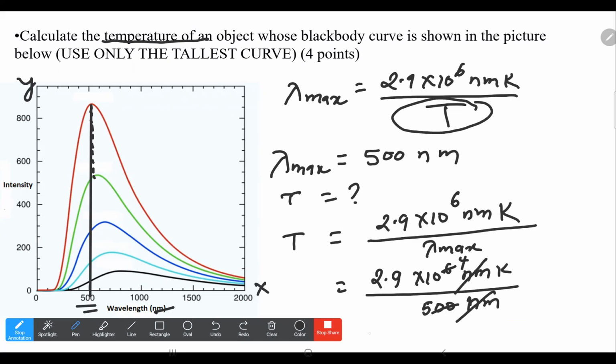If you calculate this using a calculator, that will be 0.58 into 10 to the power 8. This is in Kelvin, or we can write it like 5.8 into 10 to the power 7 Kelvin. So this is the temperature of the object.